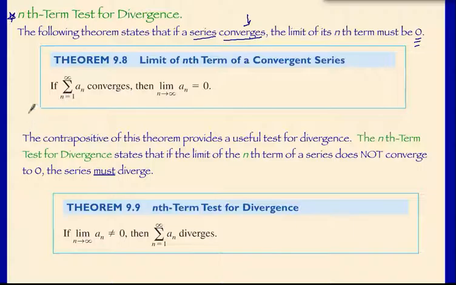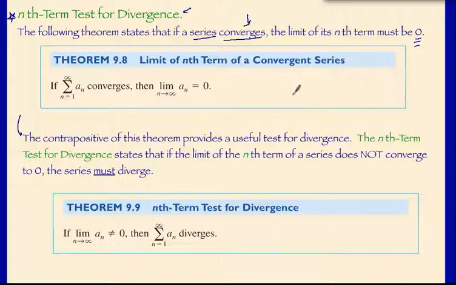Because of this fact, we can use the contrapositive of this theorem as a useful test for divergence. So notice this is the nth term test for divergence. This does not help us determine convergence, just whether or not a series diverges. The nth term test for divergence states that if the limit of the nth term of a series does not converge to 0, then the series must diverge. Once again, remember, if a series converges, we would find that that nth term has a limit of 0.